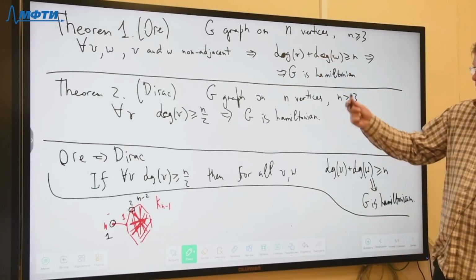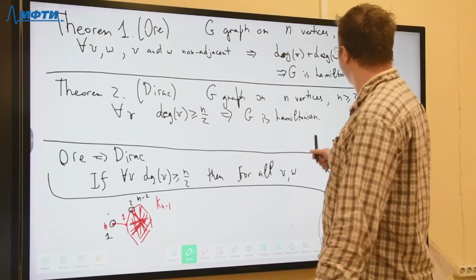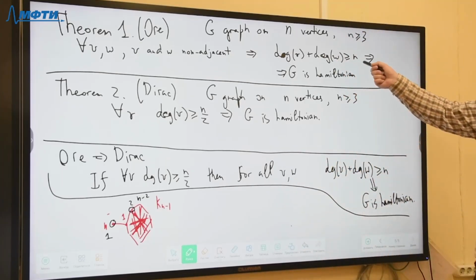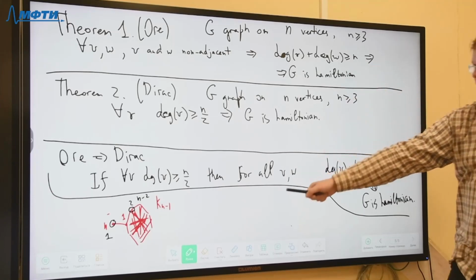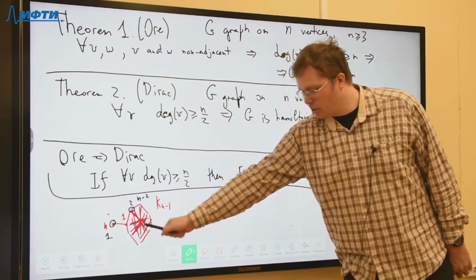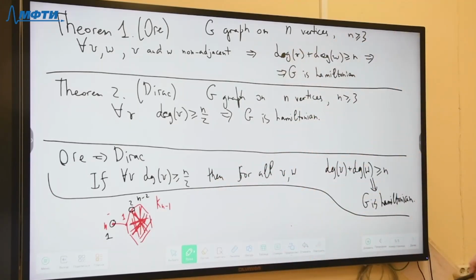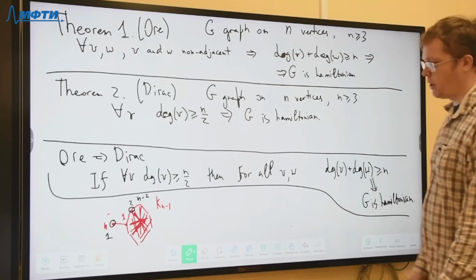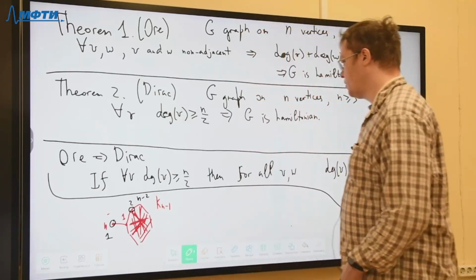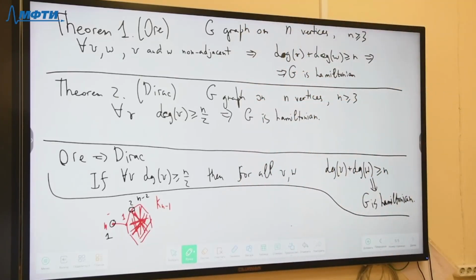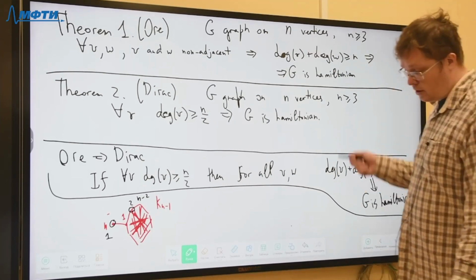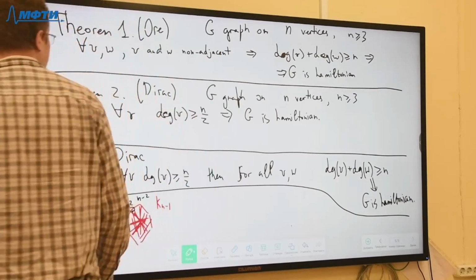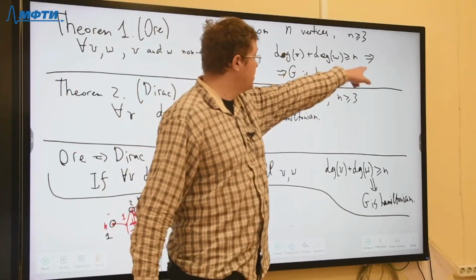So we cannot write n minus 1 here. For n minus 1, we have a counterexample. We already discussed that we have no Hamiltonian cycle here, and so for each n we can provide an example where this does not hold. So this is exactly the minimal number that we can write here, n.